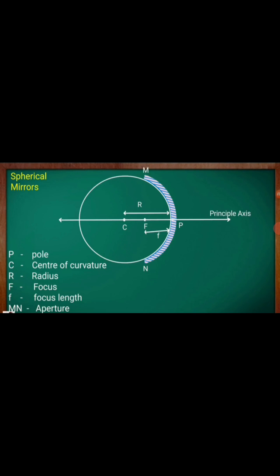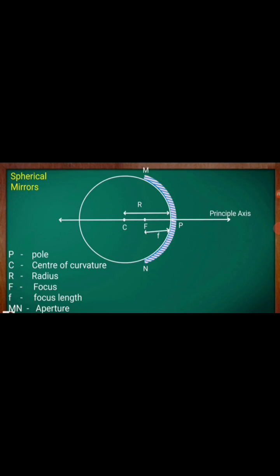If I extend this spherical mirror, it is going to form a sphere. When I say circle, it is a two-dimensional figure. When I say sphere, it is a solid. And for every solid, like a sphere, there is a center. If I consider this whole part to be a sphere, then the center of the sphere is called the center of curvature. And remember, the distance between the pole of the mirror and the center of curvature is known as the radius of curvature.